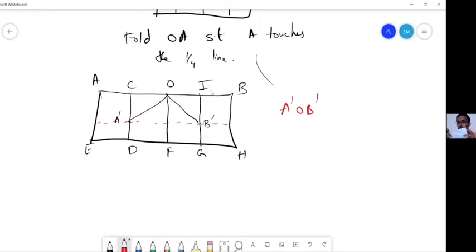So now we did this initial folding, and you're saying that we have a 60-30 here, right? Making use of this fact, we were able to say that A dash, O, B dash is equilateral. Correct. But this is something which you're trying to explain, right? So we are not trying to use that. We just know what we know, but we still don't know that. But still, my claim is, with this information, we can show that A dash, O, B dash is an equilateral triangle.